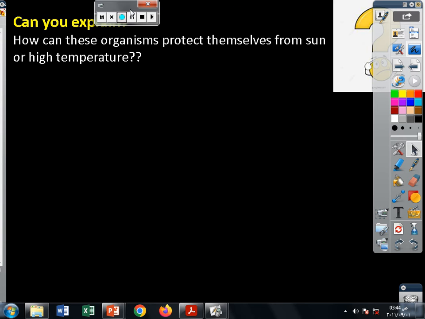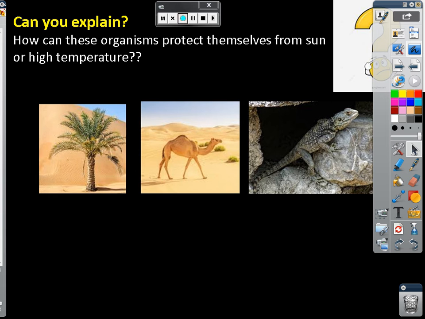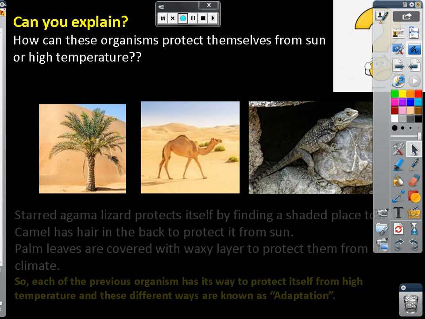Number 1. Can you explain how these organisms protect themselves from the sun or high temperature? That's a palm tree, a camel, a spiny-tailed agama lizard. It's a type of lizard. How can these animals and plants protect themselves from the sun or from this very, very high temperature?